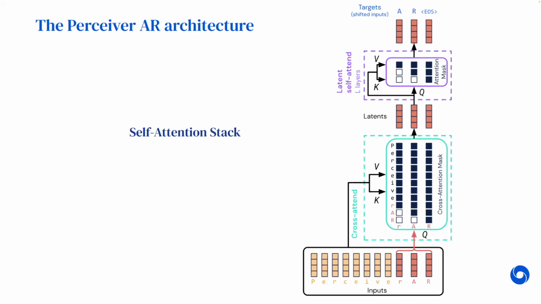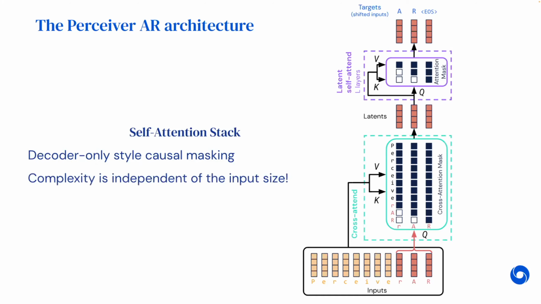Once we've mapped the inputs to latents, we can treat the latents like we would inputs to a normal decoder-only transformer. And we use many, many layers of masked self-attention. Because this part of the architecture is very deep, it's the source of the bulk of the memory and compute requirements of the overall model. But because the number of latents is independent of the input size, its complexity is decoupled from the input.